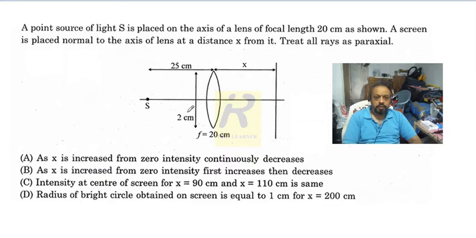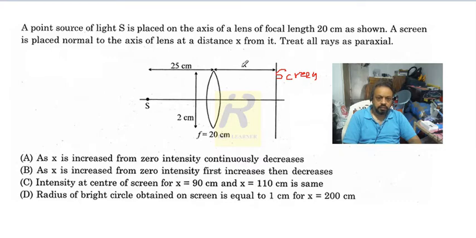First of all, I'm going to explain this picture, what they have given. The position of the lens is here, whose focal length is 20 centimeter. The aperture is 2 centimeter, so the diameter of the lens is 2 centimeter. And here is the point source S, which is placed 25 centimeter to the left of the lens. And this is the screen.